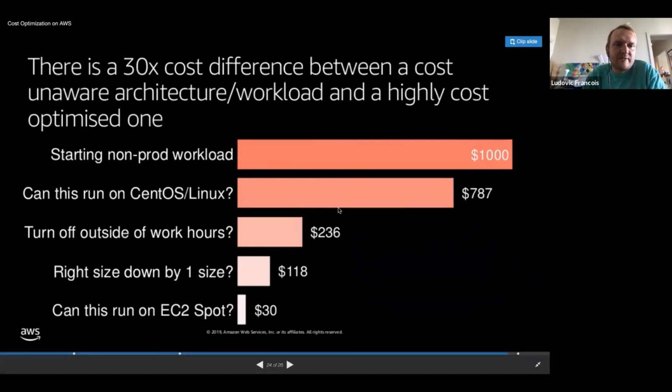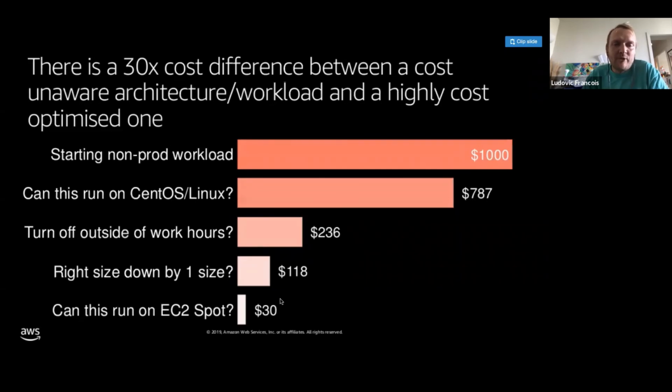Yeah, so that is a very interesting one where, yes, it's $1,000 for a non-prod workload, and if you decide it can run on CentOS Linux, it will only be $700, and you start to turn it off when people are not using it. It saves the money, and at the end, if you can run it on EC2 Spot and just start the EC2 when you have any event triggered, it can be very low.